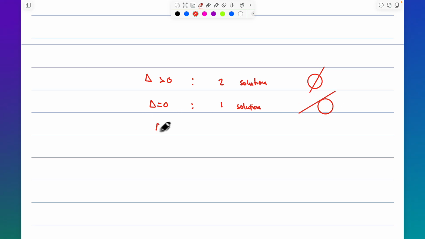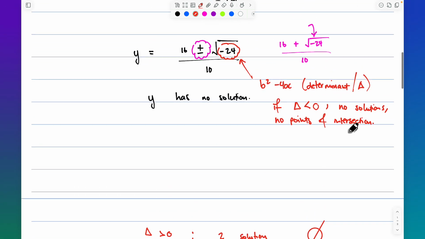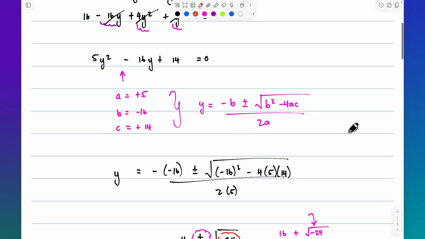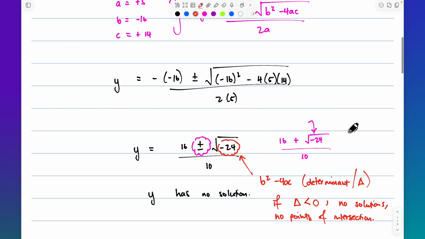Or we have the case where your determinant is less than 0. In this case, that means you have no solutions. That means if your circle looks like this, maybe your line looks something like this. They don't meet. So these are the 3 different types of solutions you get, and it's all based on that little expression that's inside your square root.